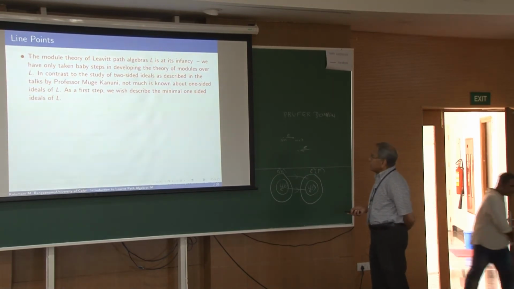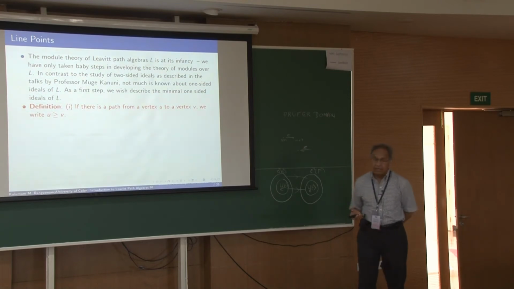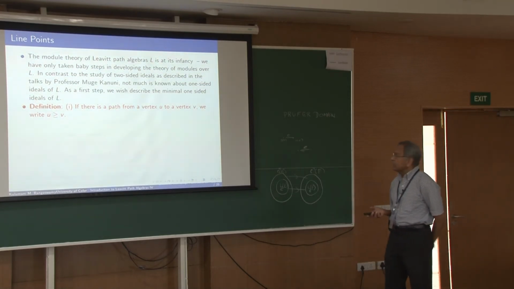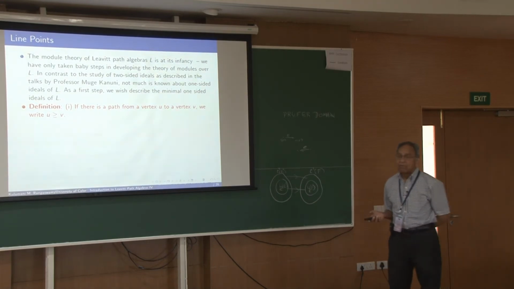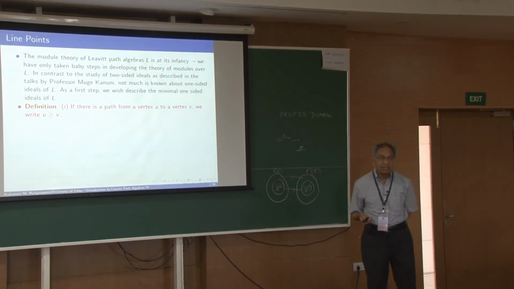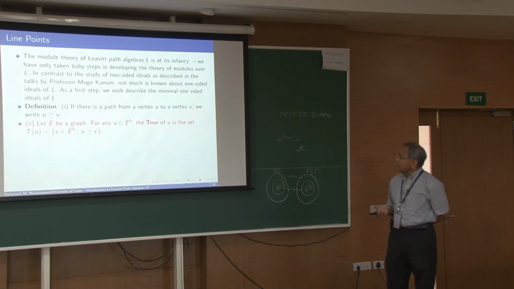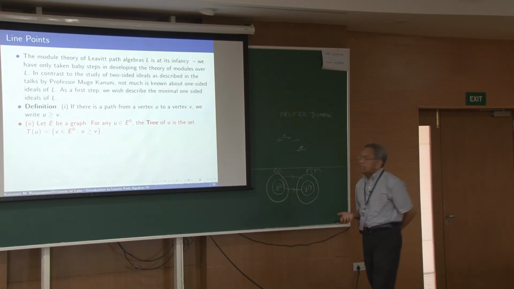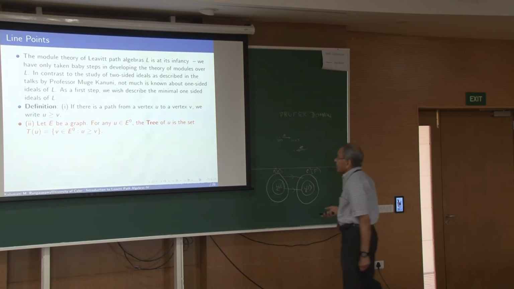So the first step, we will describe the minimal one-sided ideals, and so on. With that in mind, let's start with a definition. This notation was already mentioned by Pune yesterday. If there is a path from a vertex u to a vertex v, then we write u greater than or equal to v. There's no partial order, it's a preorder, of course. If you are given a vertex u, the tree of this vertex consists of all the other vertices v so that u can reach v, that is, there is a path from u to v.